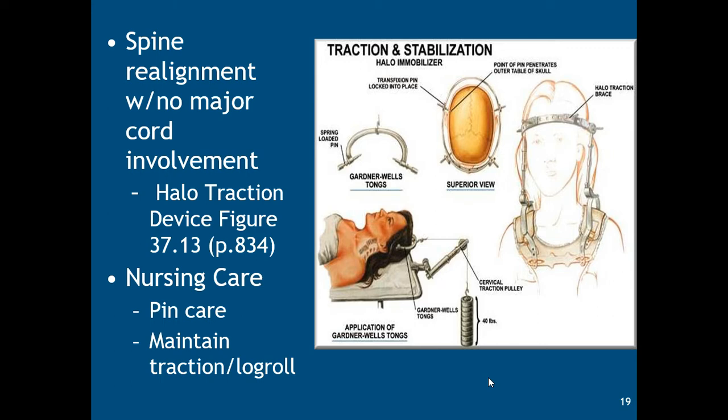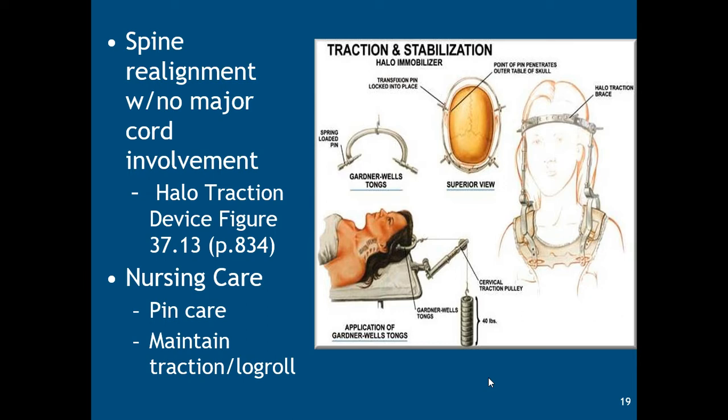So in here you see they have spine realignment. This is a good image that shows you some treatments and things that can be done to help with traction and stabilization. Page 833 discusses immobilization and stabilization of spinal cord injuries. It's, again, something that you should read into. So traction and stabilization can be done to help create spine realignment if there's not presence of any major cord involvement.